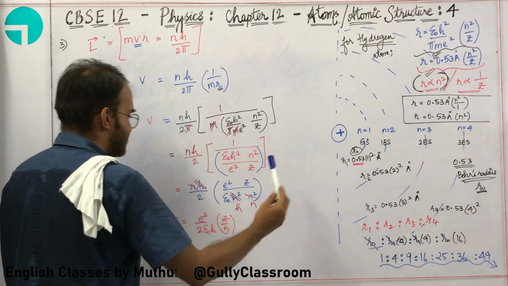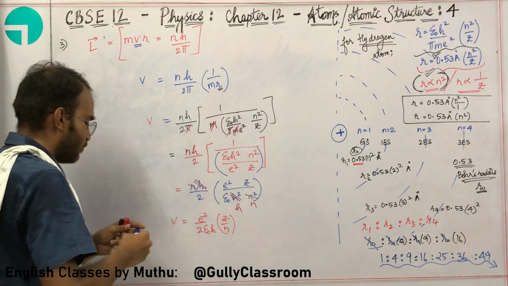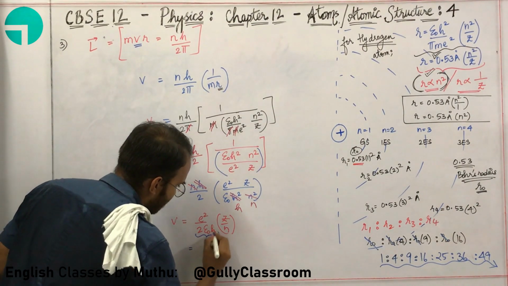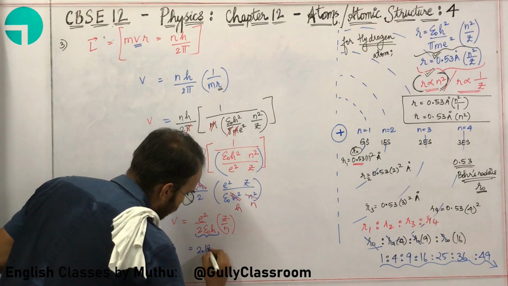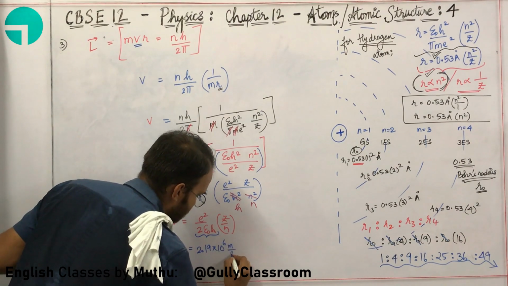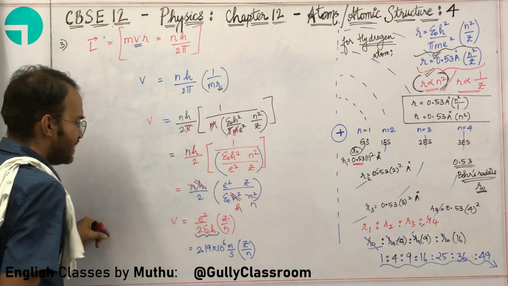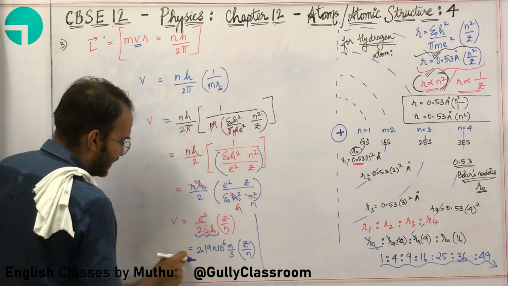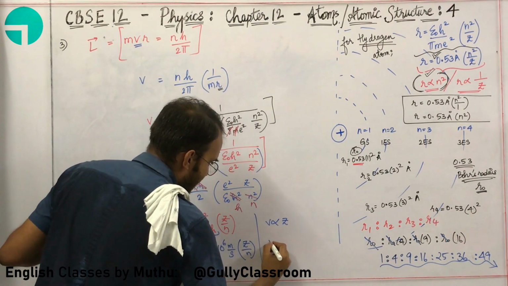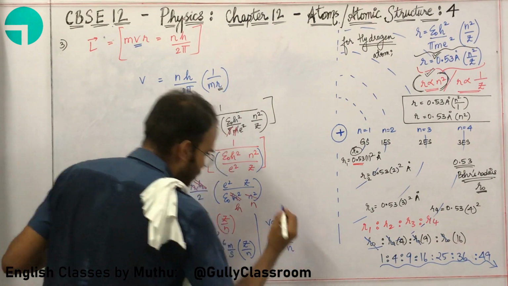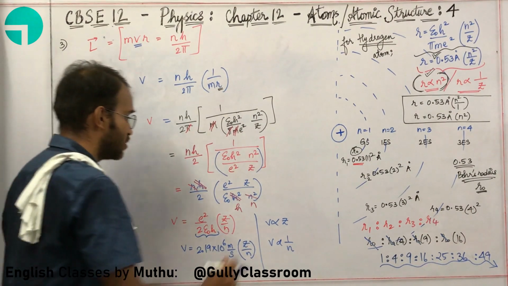Here e is the charge of the electron, epsilon naught is the permittivity of free space, h is Planck's constant. If I substitute these values, this can be worked out as 2.19 into 10 power 6 meters per second, which is in fact a constant, into z by n. Here, as we clearly noted down, the velocity is directly proportional to z. The velocity is inversely proportional to n.